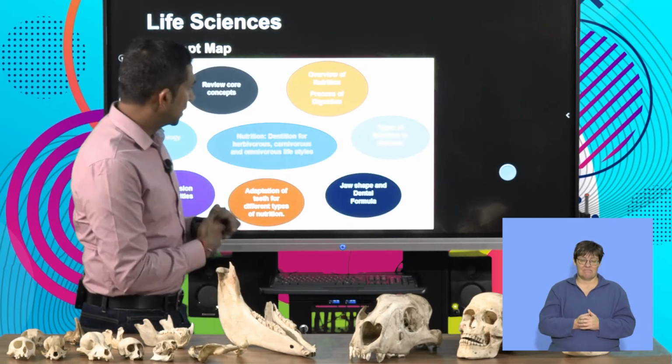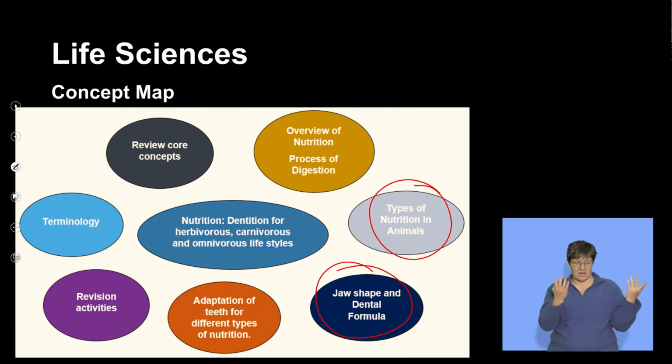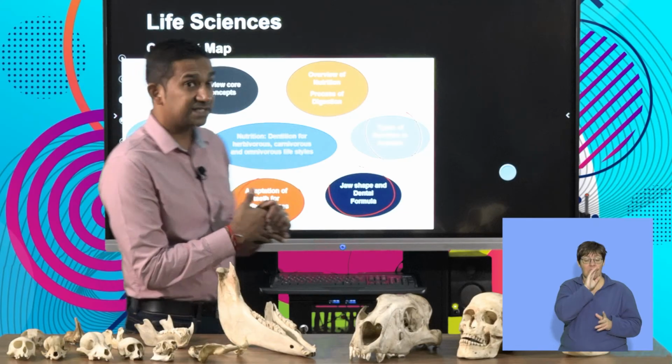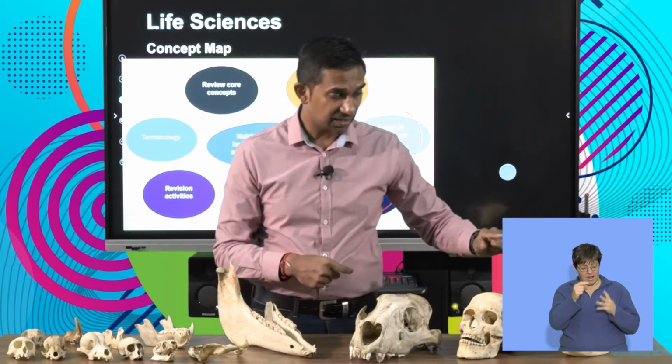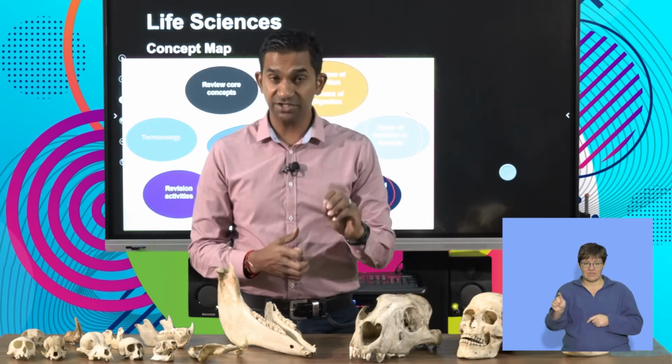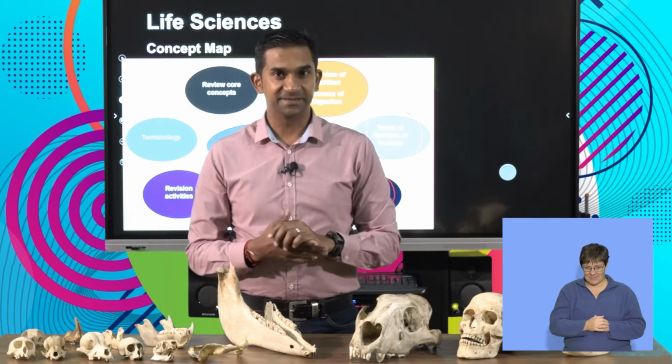So guys, we've looked at types of nutrition, we've looked at the jaw shape and the dental formula. We're now looking at the adaptations of the teeth for the different modes of nutrition. Let's have a little break, and when we get back, we will apply our understanding to looking at how these individuals have structurally adapted jaws for their mode of nutrition. See you in a bit.